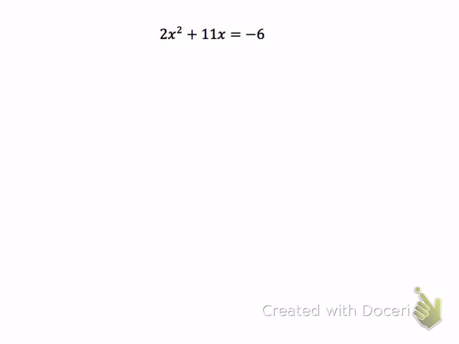Another one. Now, I put this example in here because it's a reminder for us that all quadratic equations must be set equal to 0, and currently this one is not. So I first need to alter it by adding 6 to both sides, giving me my new equation to say 2x squared plus 11x plus 6 equals 0.